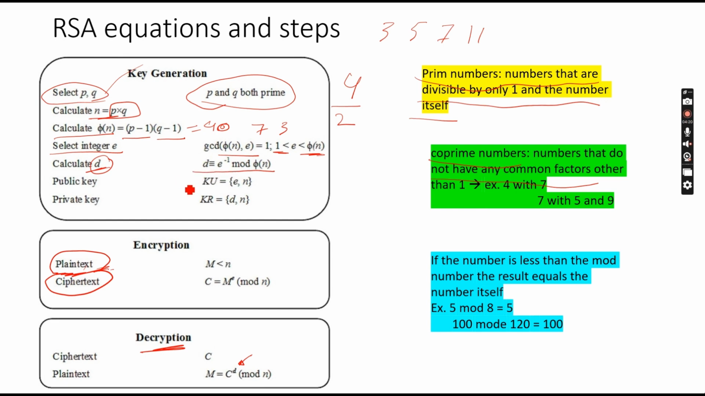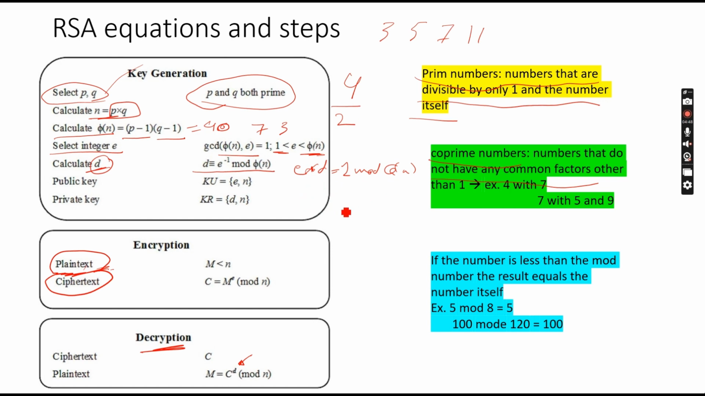Okay, but we have another two equations. I will show you in the next slide the best way to calculate D, because if I want to calculate D through this equation, it's hard to find. So the other equation is E multiplied by D equals 1 mod theta of N, and this one also is hard to find. I can't find it. Like, I need different calculations to find it.